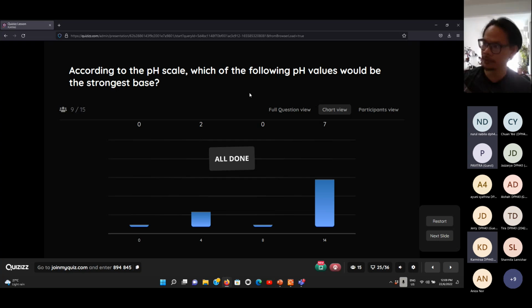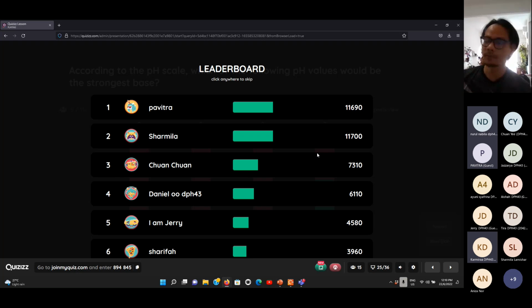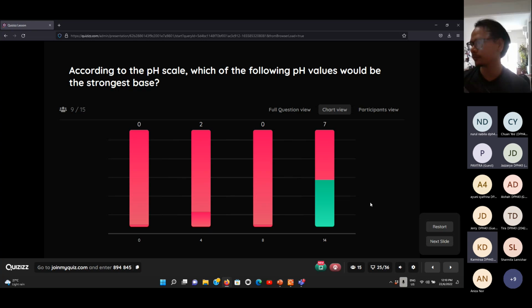So remember, base, alkali, the farther from neutral, the stronger it is. Sama juga macam acid. The farther it is from neutral, which is 7, the stronger is the acid. So 14 is the answer.